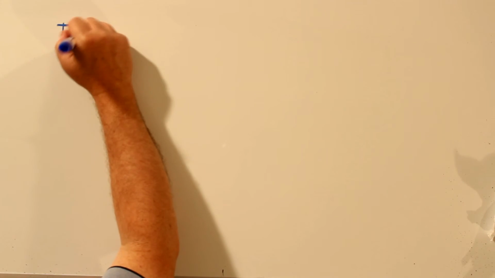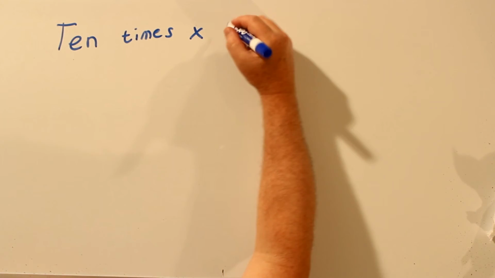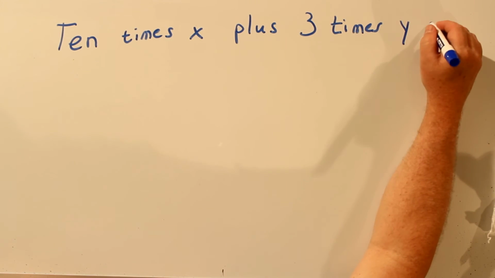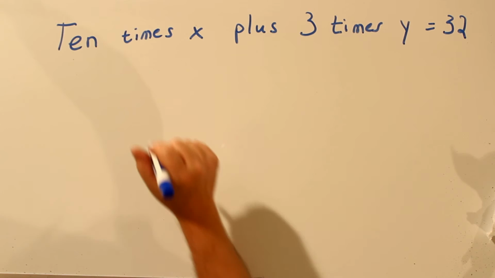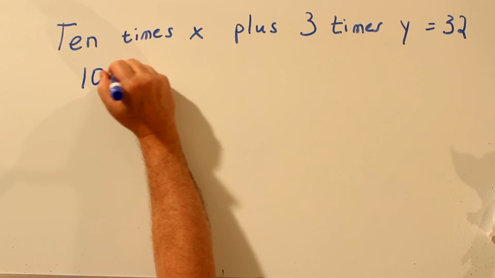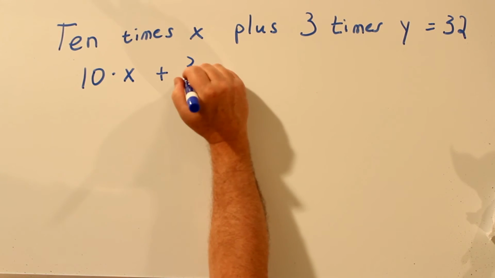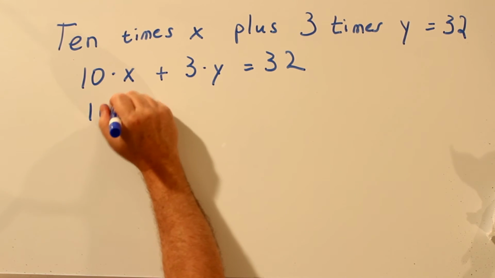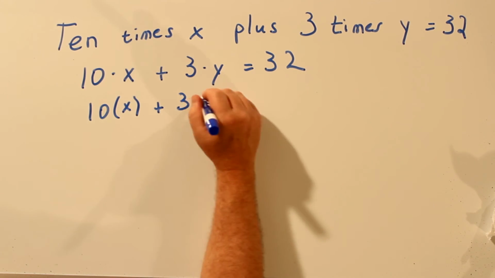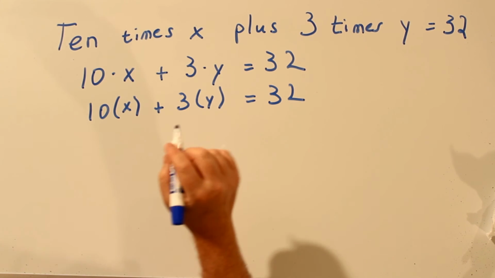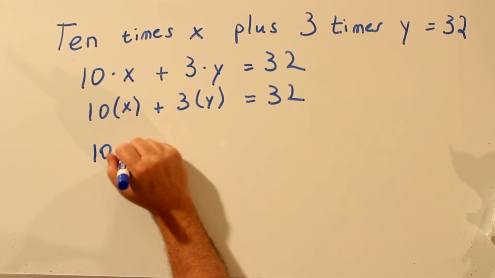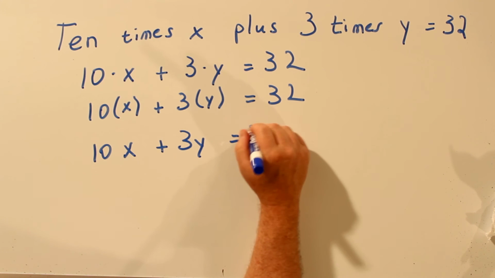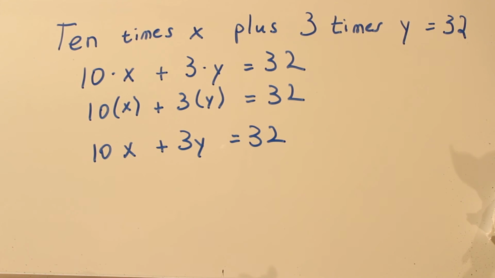Let's write 10 times x plus 3 times y equals 32. We can write 10 dot x plus 3 dot y equals 32. We can write 10 parentheses x plus 3 parentheses y equals 32. Or we could simply write 10x plus 3y equals 32. All three of these are acceptable ways of writing multiplication in an equation.